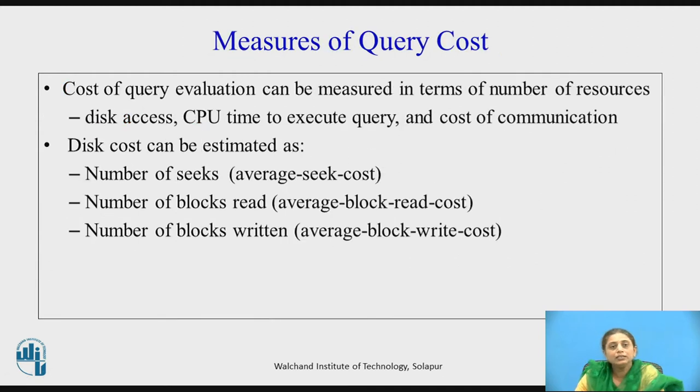Okay, so in detail now we have to see how to calculate the cost. The parameters used for query evaluation will be in terms of resources like disk access, CPU time to execute a query, cost of communication, and so on. Or the disk cost can be estimated as the number of seeks and the number of block transfers. In block transfer, it can be block read or block write. So we have to consider that.